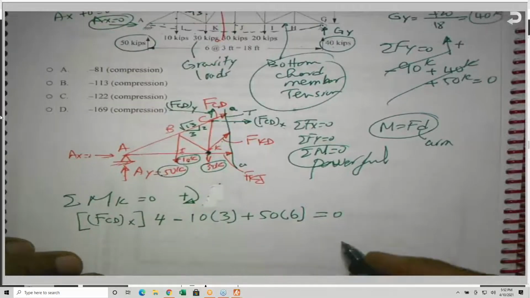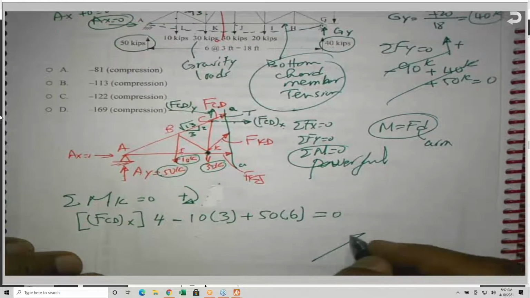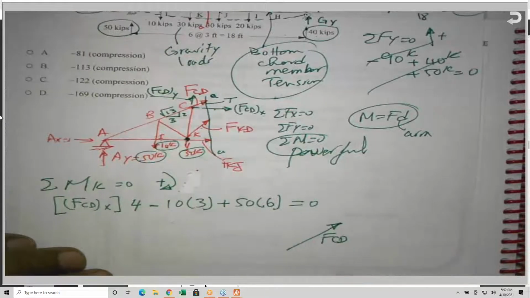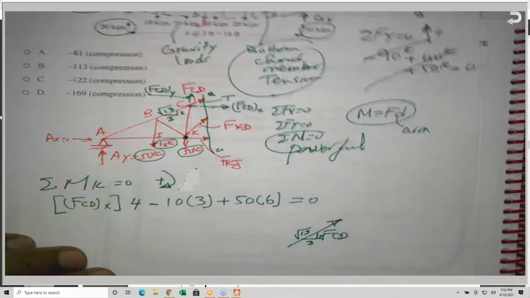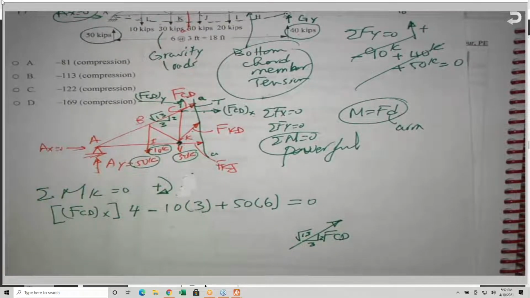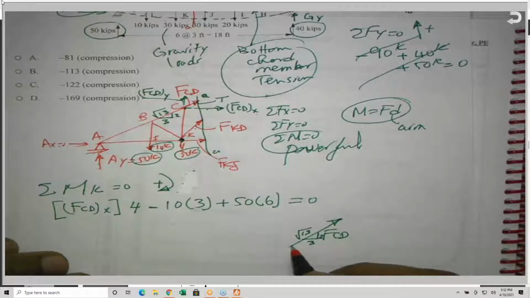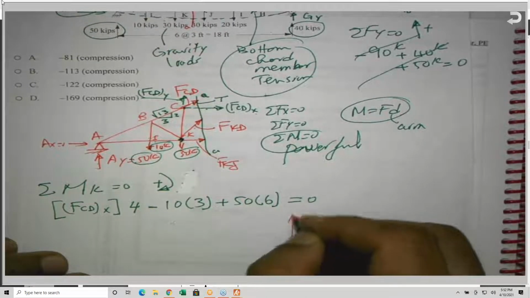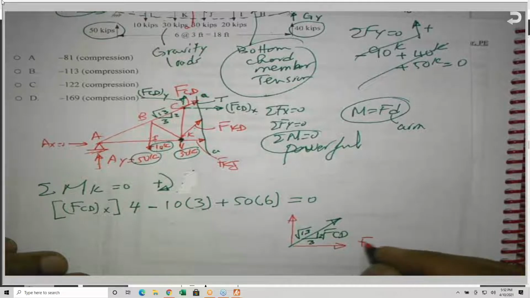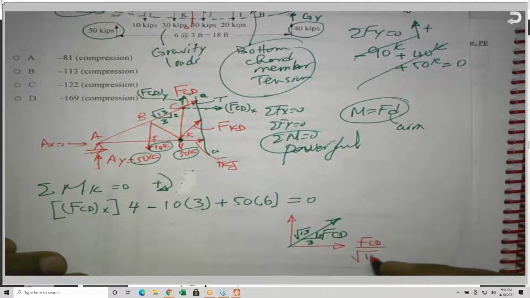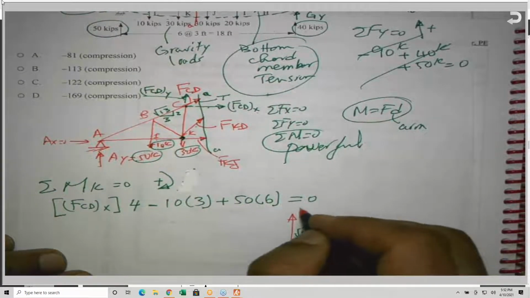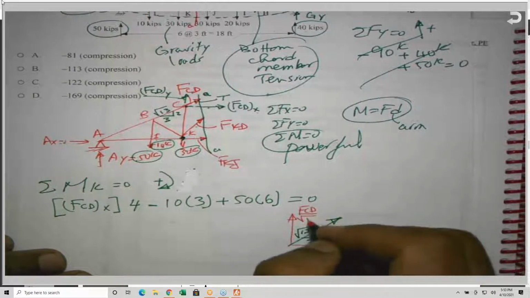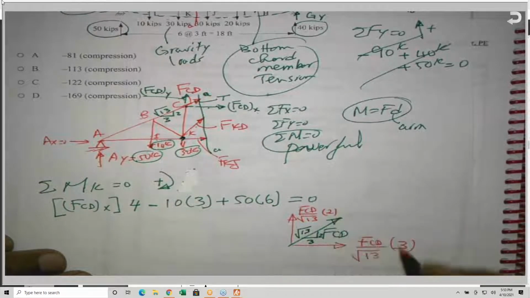FCD in the x direction: if you have a force like this, the FCD, and the slope of this line is given as 2 horizontal, 2 vertical, and a square root of 13. I can resolve this force into components, one in the x direction and one in the y direction. So the x direction is the FCD divided by the hypotenuse, which is the square root of 13, multiplied by 3. And the y direction is the FCD divided by the hypotenuse multiplied by 2.